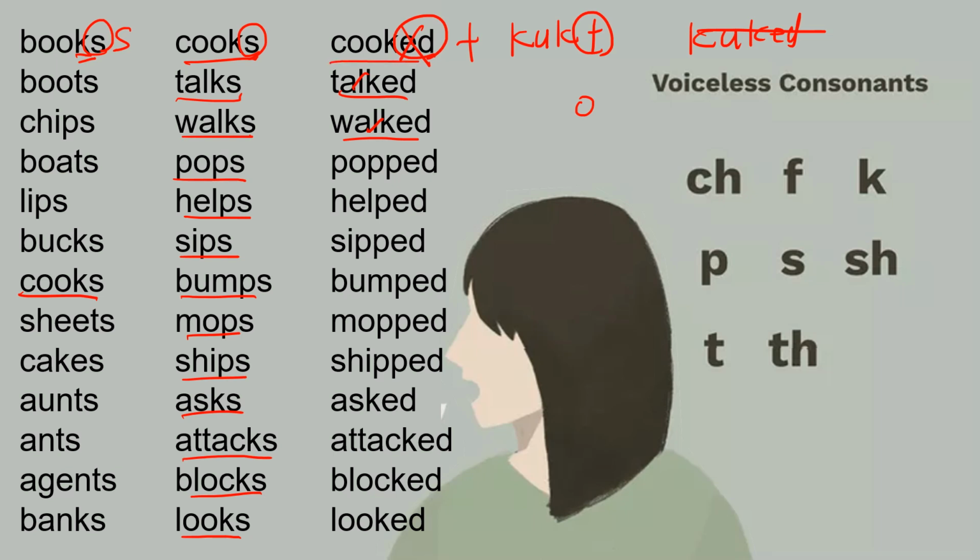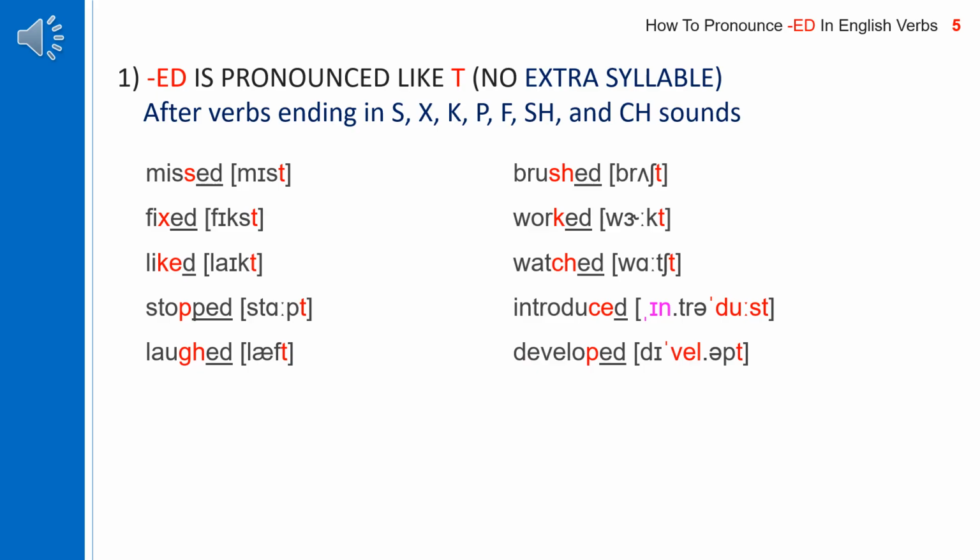One more time. Cooked, talked, walked, popped, helped, sipped, bumped, mopped, shipped, asked, attacked, blocked, looked. Again, this is not look at. This is looked. So here, ed is pronounced like T after verbs ending in voiceless sounds such as s, x, k, p, f, h, and c.